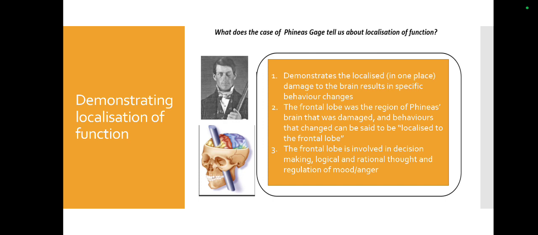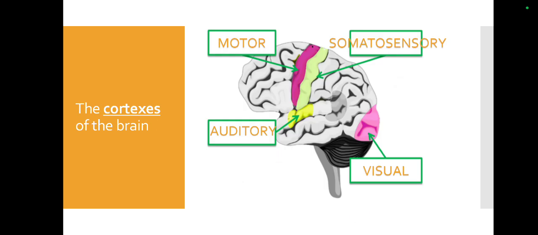So that case was one of the first cases to demonstrate localization of function. And since then, alongside the development of technology into the 21st century, we now have a much better understanding of localized regions of the brain and the functions that they house. So we now refer to, bottom of page 58, the different cortices of the brain. And we know that specific damage to these specific regions will result in specific behaviour changes.